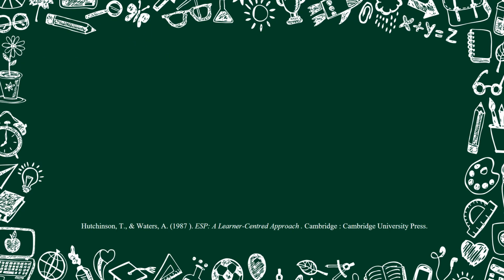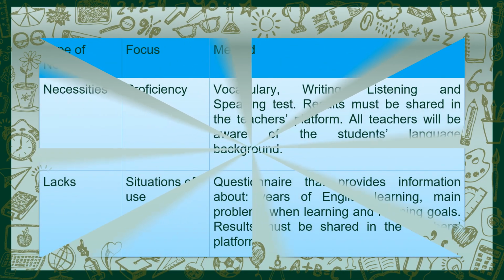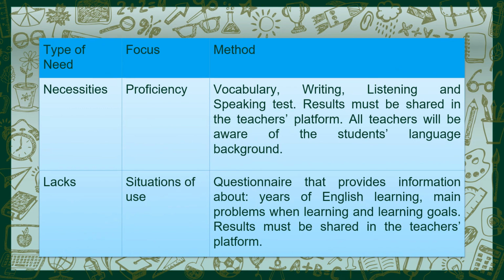Hutchinson and Waters, 1987, distinguish between 2 different types of needs: target situation needs and learning needs. Target needs is what the learner needs to do in the target situation, and learning needs is what the learner needs to do in order to learn. Concerning the analysis of target needs, we chose two types of needs.